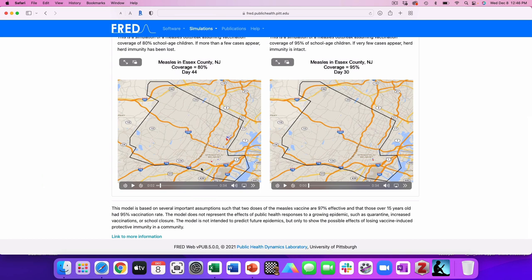On the left, we're first going to watch it when there are 80% of people vaccinated against measles. And so that is actually below the threshold needed to stop a measles epidemic. And you can see coverage is 80%. You're going to see days at the top. These two simulations are actually going to show the same number of days. So here is our 80% simulation.